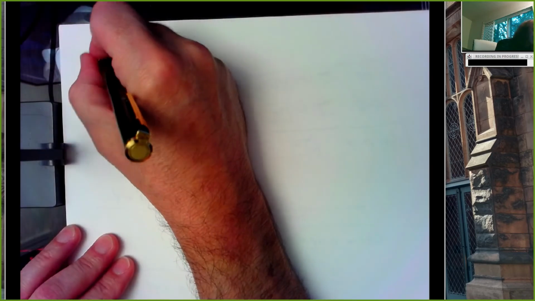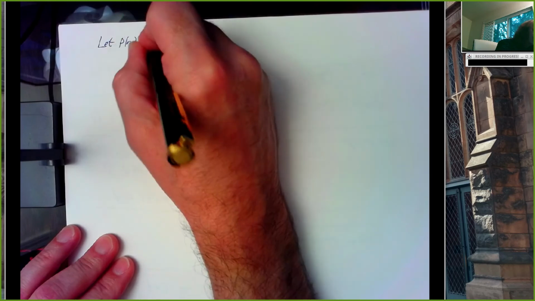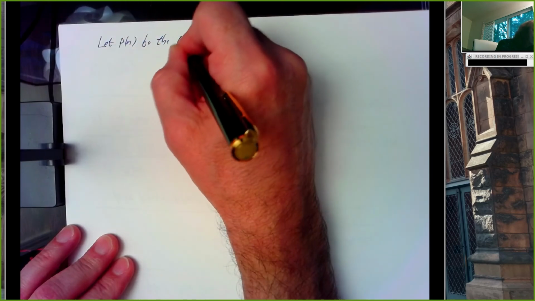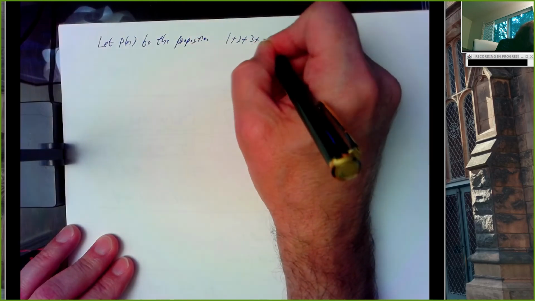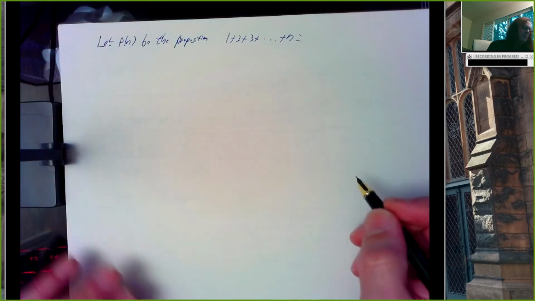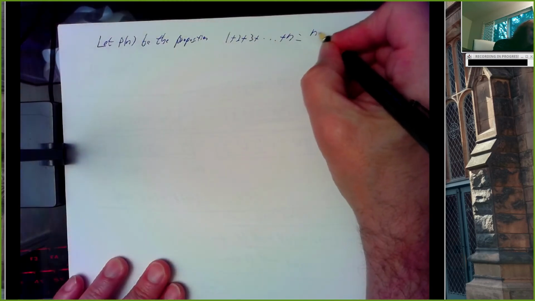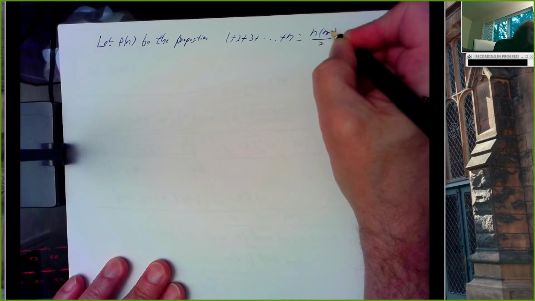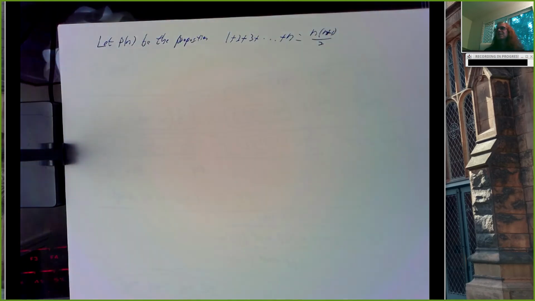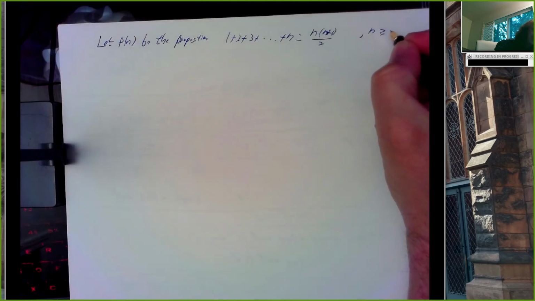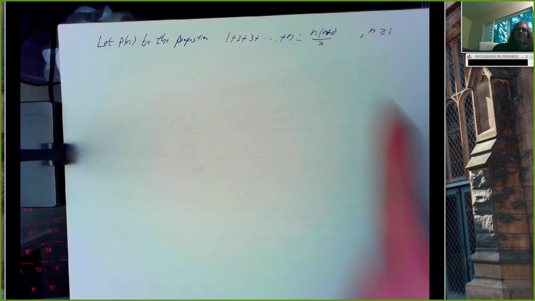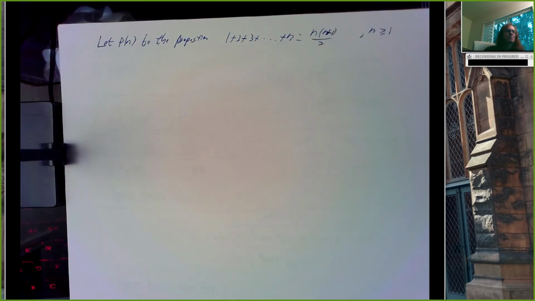So let P of n be the proposition 1 plus 2 plus 3 plus ... plus n equals n times (n plus 1) over 2. Alright, it's a family of propositions. And I'm going to restrict this to n bigger than or equal to 1, because if n was negative 5, it's not clear what this means.